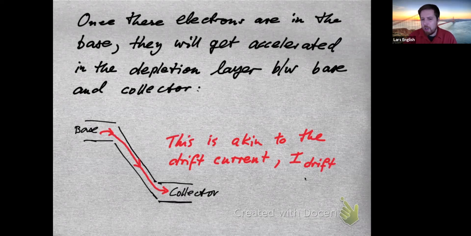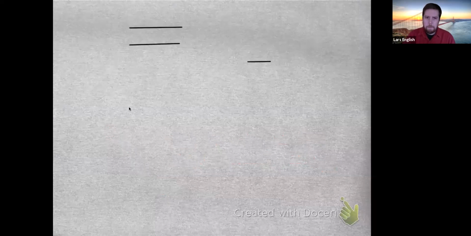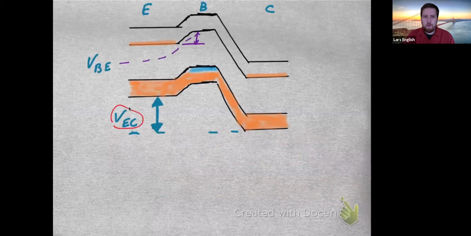So this is sort of akin to the drift current, isn't it? But now here we're not relying on thermal excitation into the base conduction band. Here we're actually injecting these electrons from the emitter.